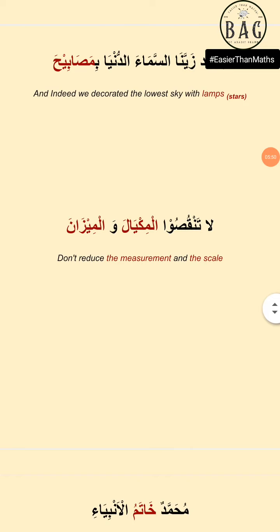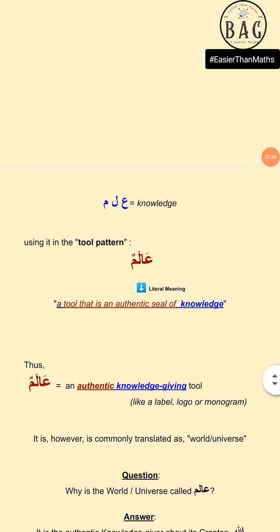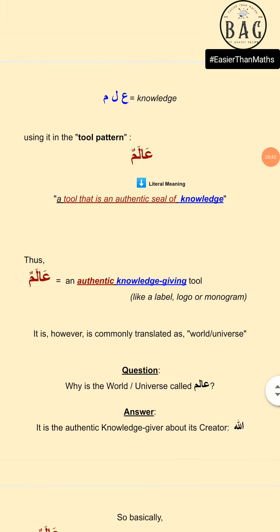Then we have our second example, which is La tanqusul mikyala wal mizana. Do not reduce the measurement and the scale. Now this La tanqusu is your forbidding command, and inshallah we'll learn making them in the next section. And al mikyal and wal mizan are the patterns of mif'alun once again. Our second example is also done. Now our final example, or more of a mind-blowing thing that I would like to share with you all, is of course in relation to the pattern of fa'alun.